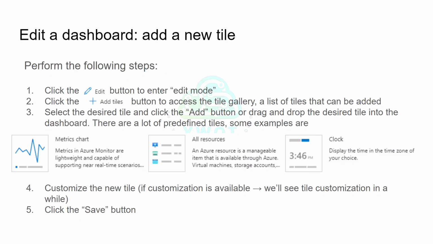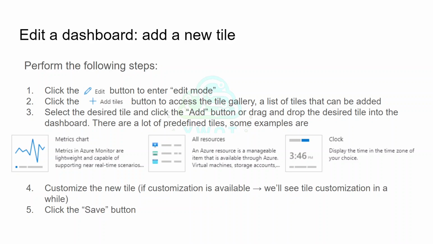The first task is about editing an existing dashboard. In particular, we are going to see how to add a new tile. To add a new tile, you need to click the Edit button to enter Edit mode. Then you need to click the Add Tiles button to access the tile gallery, which is a list of tiles that can be added to any dashboard. Then you need to select the desired tile and click the Add button, or you need to drag and drop it into the dashboard.